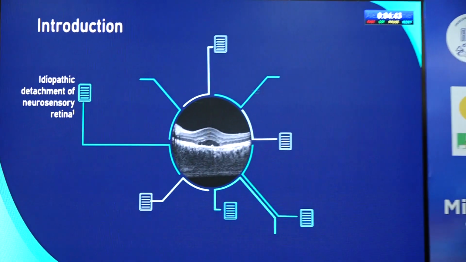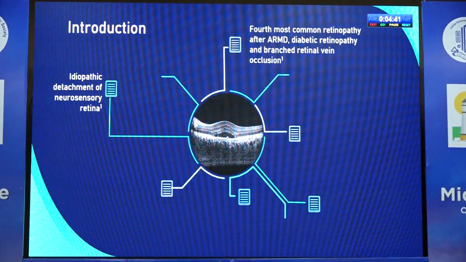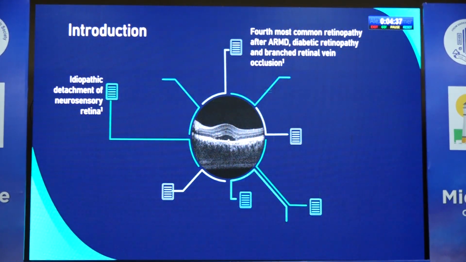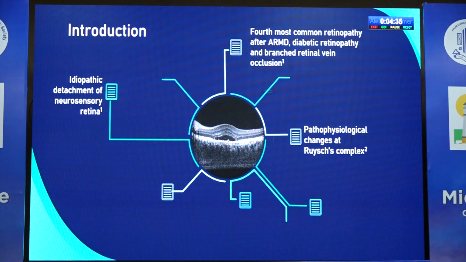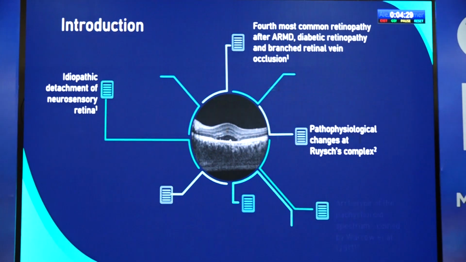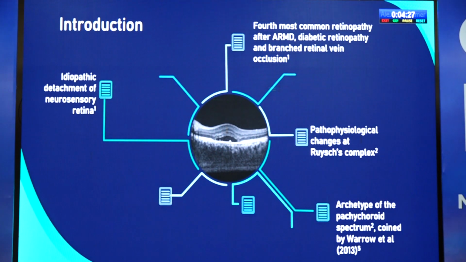CSR is a serous detachment of the neurosensory retina. It is the fourth most common retinopathy after ARMD, diabetic retinopathy, and BRVO. And it occurs because of pathophysiological changes at the Bruch's complex, which is RPE, Bruch's membrane, and choriocapillaris, and the Haller's layer. The CSR is the archetype of the pachychoroid spectrum.